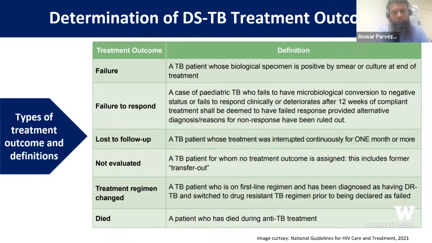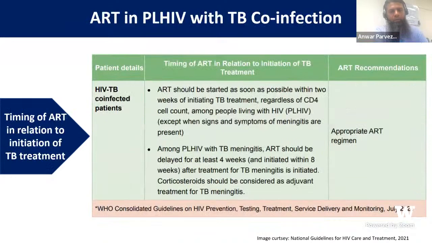Loss to follow-up: a patient who interrupts treatment for 1 month or more is called loss to follow-up. Not evaluated: a patient for whom no treatment outcome is assigned, or the earlier transfer-outs where we don't know what happened to the patient, is called not evaluated. Treatment changed: if the patient is on first line and switches to drug-resistant TB treatment, it is called treatment change. And a patient who dies of any cause during TB care is called died during anti-TB treatment.